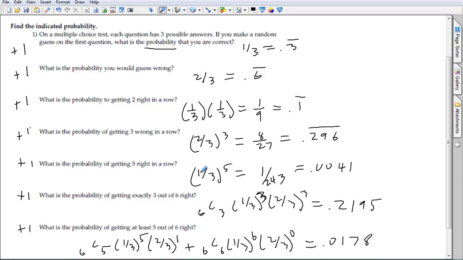5 right in a row would be 1/3 times 1/3 and so on. A quick way to write that 5 times is 1/3 to the 5th, which can also be written as this fraction, 1/243, and there's the decimal approximation.